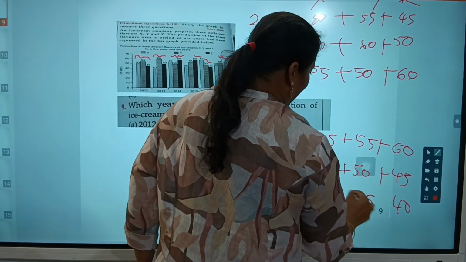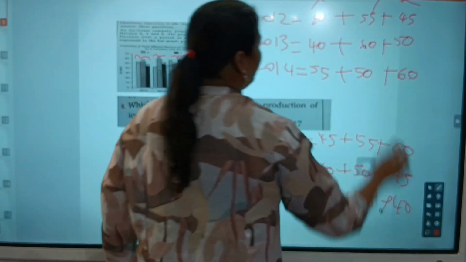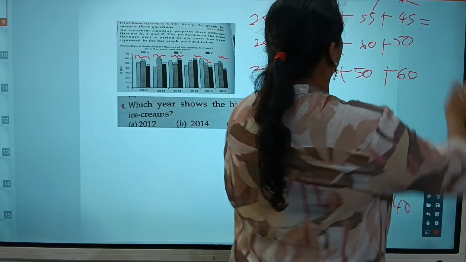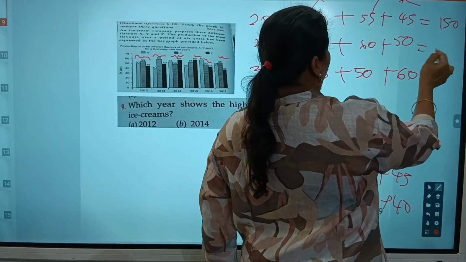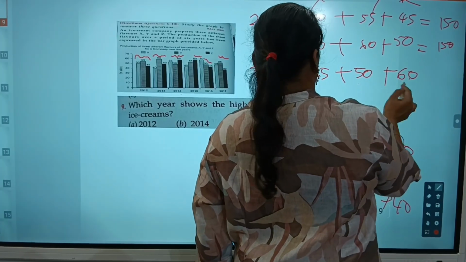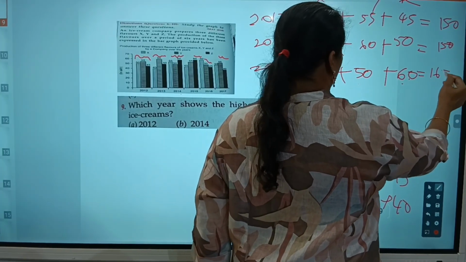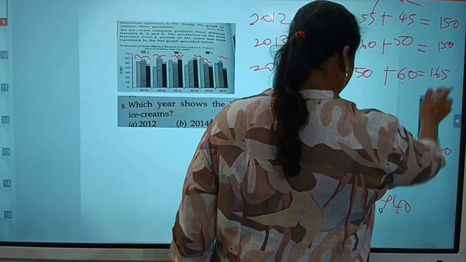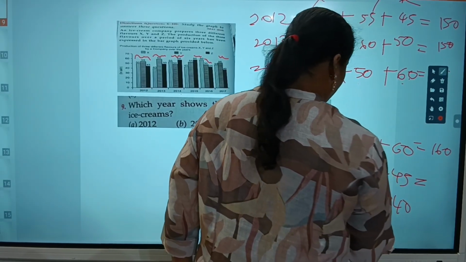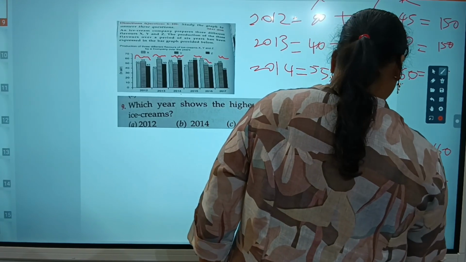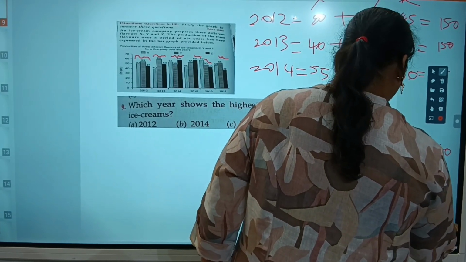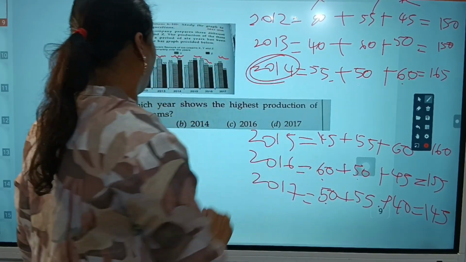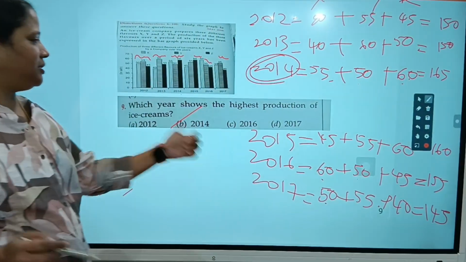So we have to add all these values. Now, what will be the answer? Let us see here. 150, 150 and 165, 160, 155, 145. So it is highest for the year 2014. Okay. B is the answer.